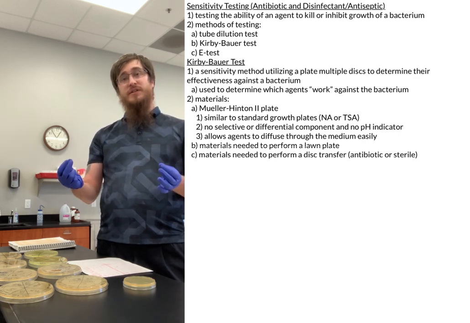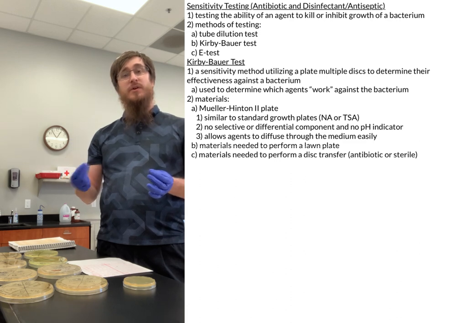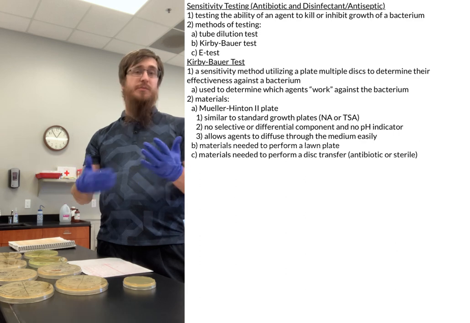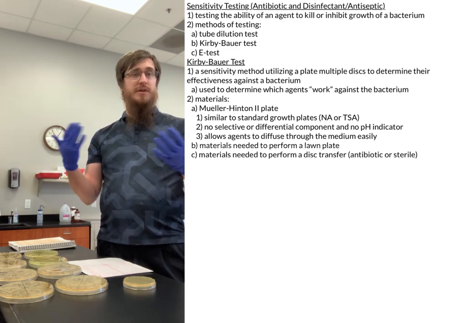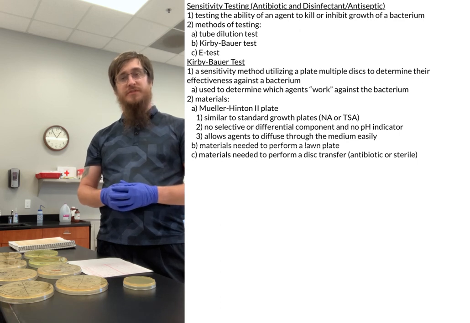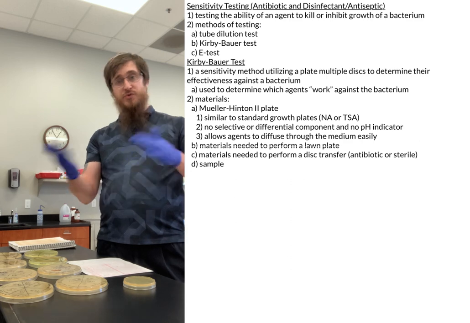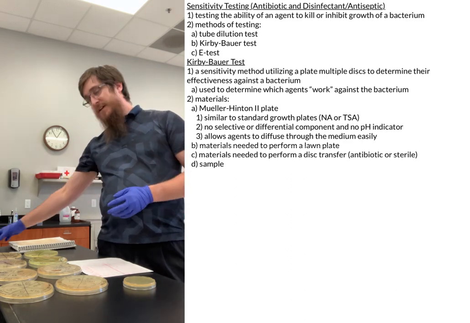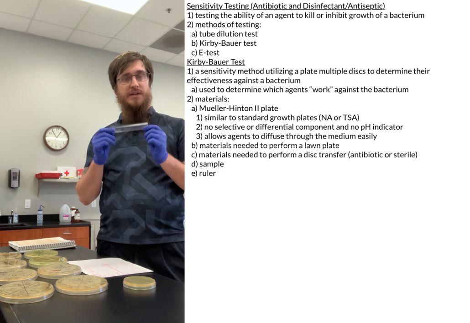If it's a disinfectant or antiseptic one, you would then need all the materials for a sterile disc application technique. Depending on which one we're doing, probably both, you're going to need those specific materials for those items. You're also going to need your sample, of course, so that you can transfer that sample onto the plate. And the last thing you're going to need is a ruler. We'll talk more about where we're going to be using the ruler when we get into the scoring part of it.